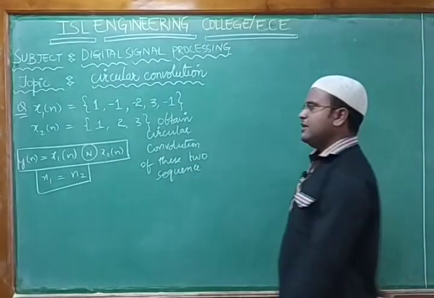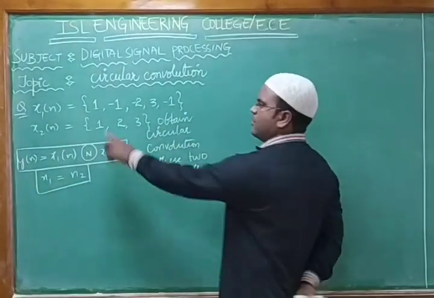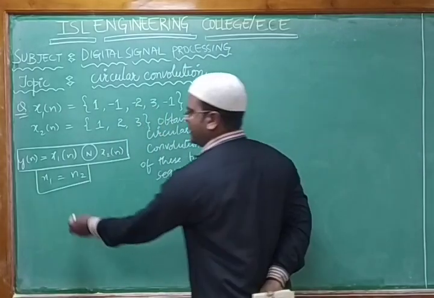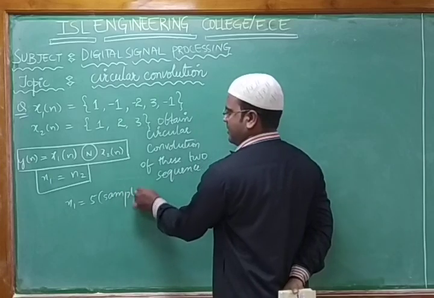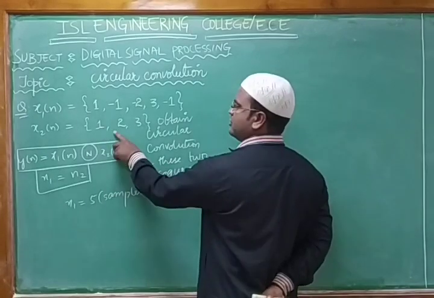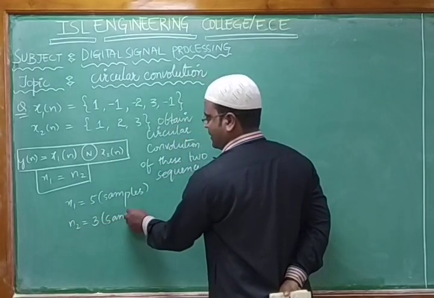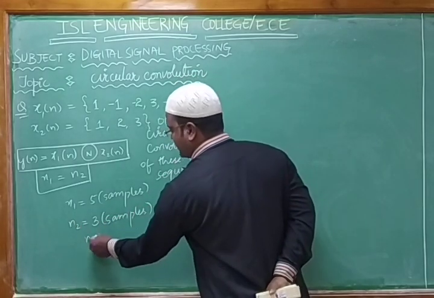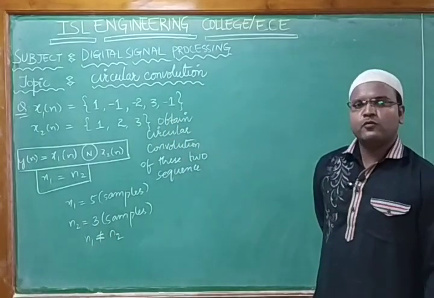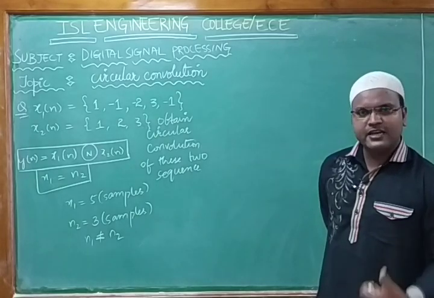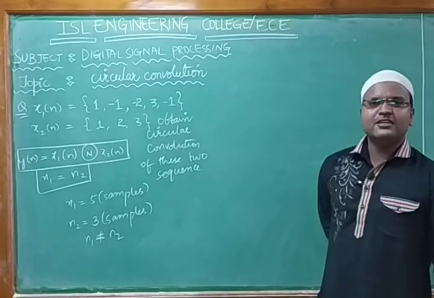So first thing we need to see is how many samples are given in the first sequence. As you can see, 1, 2, 3, 4, 5. So we have n1 equal to 5 samples. And in the second sequence, you can see 1, 2, 3. So n2 is equal to 3 samples. That means the number of samples in the first sequence is not equal to the number of samples in the second sequence. So what is the first criterion? In order to find the circular convolution, both sequences need to have the same length.